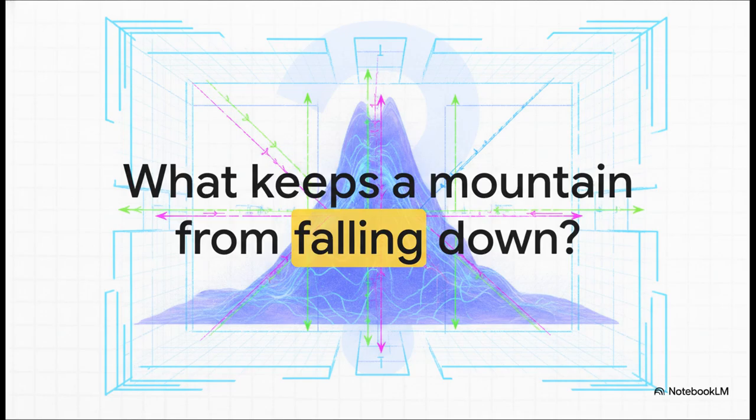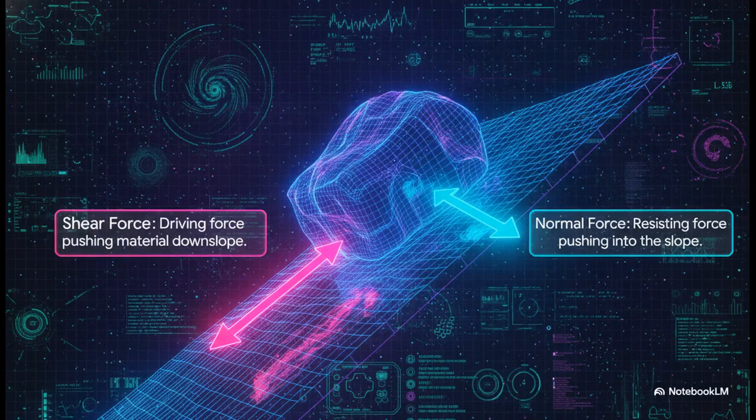Gravity is this constant force pulling everything toward the center of the Earth. So why isn't every mountain just a flat pile of rubble? Well, the answer lies in a central physics conflict that is happening every single second on every single slope. Imagine a massive block of rock sitting on an incline. The force of gravity acting on that rock actually splits into two distinct components.